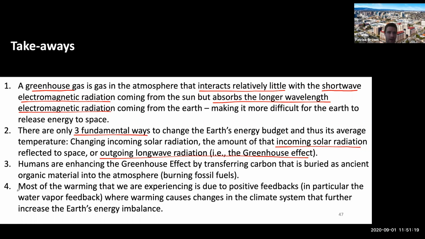And a lot of the warming that we're seeing contemporarily, global warming, is not actually caused directly by the increase in CO2 and methane. Most of it is caused by those feedbacks that I just flipped through quickly at the end. Water vapor feedback in particular, but also the ice albedo feedback and these other feedbacks, are responsible for most of the warming that we're seeing today. So that is my section today.